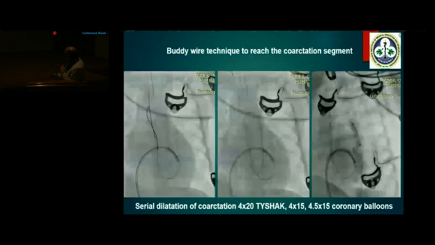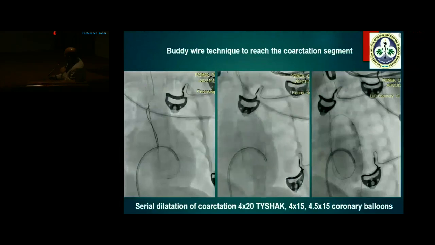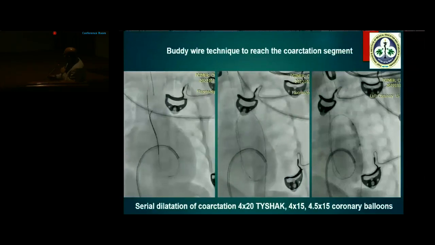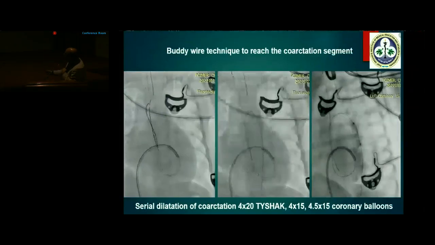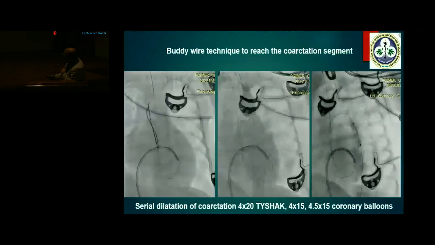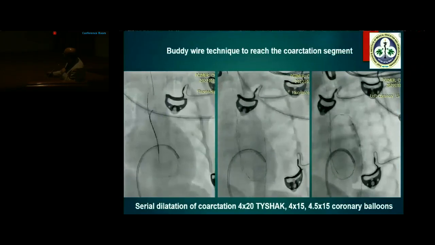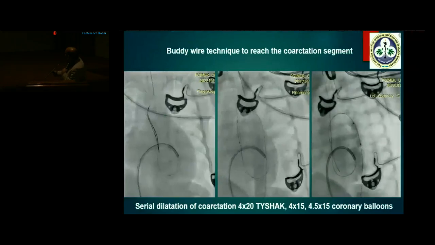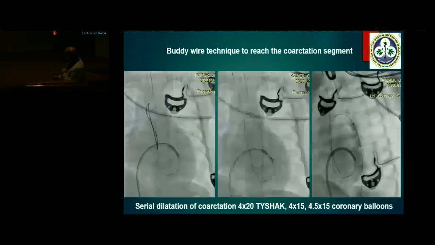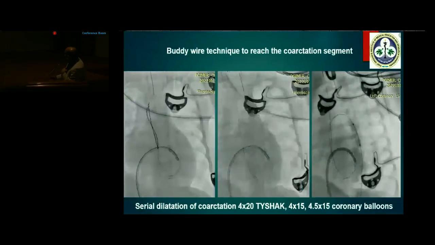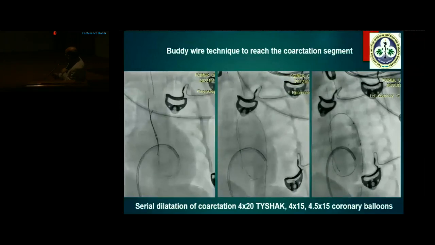So the next one was, how do I go here? That is the coarctation segment, right? So as I could not do it easily, I used what is known as buddy wire technique, what we usually use in coronaries when it is difficult to cross the lesion. So these are 2 coronary wires. One I parked in the carotid system. The other one I could cross into the DTA, crossing this coarctation segment, and this I dilated again with the 4.5 into 15 coronary balloon, along with 4 into 20 tight shack balloon.